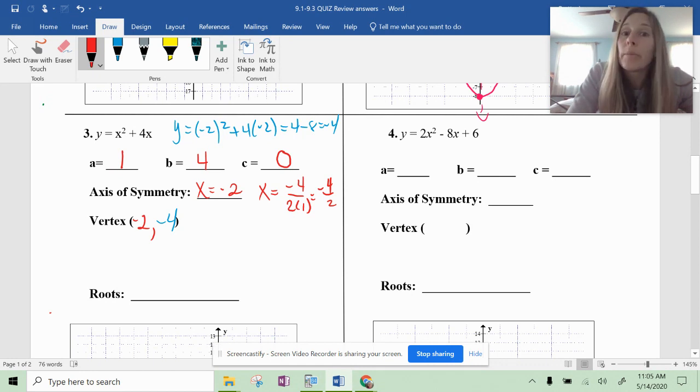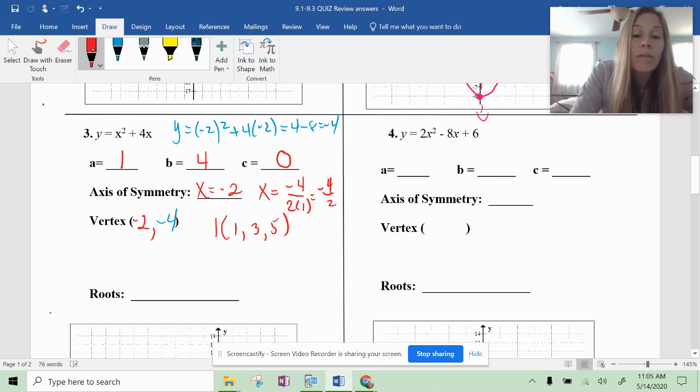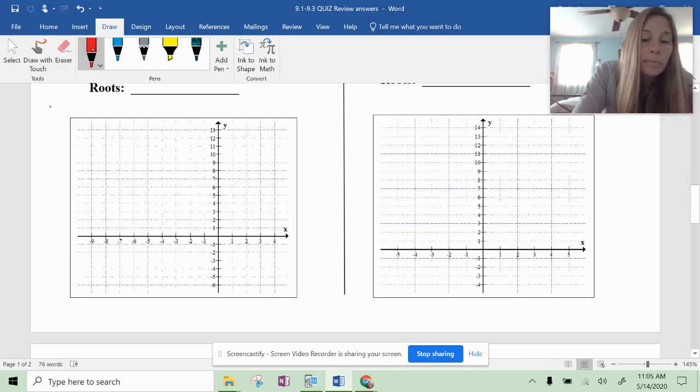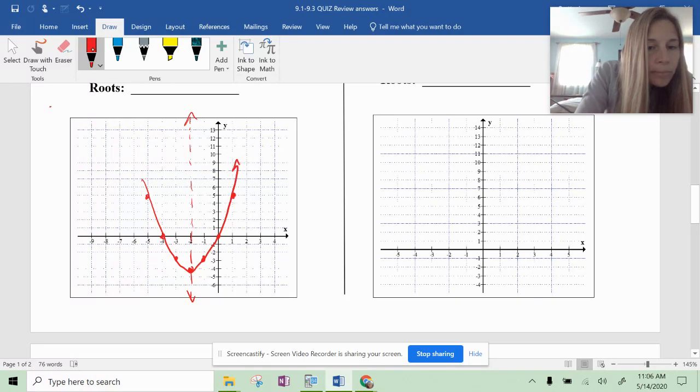We know it's going to be a minimum because it's opening up. And then I'm going to use my graphing pattern of 1 times 1, 3, 5 to get the other points. So starting at -2, -4, my axis of symmetry is the vertical line going through that vertex. And my graphing pattern is up 1 over 1, up 3 over 1, up 5 over 1. Same thing on the other side of the axis of symmetry. And there's my parabola.